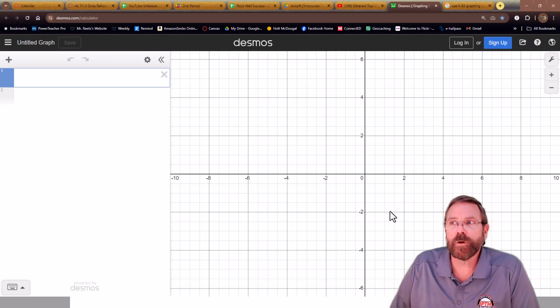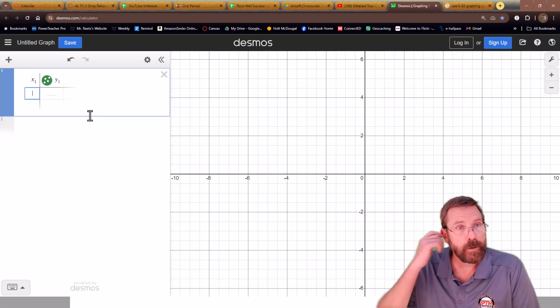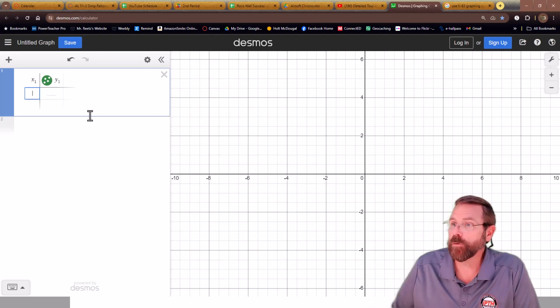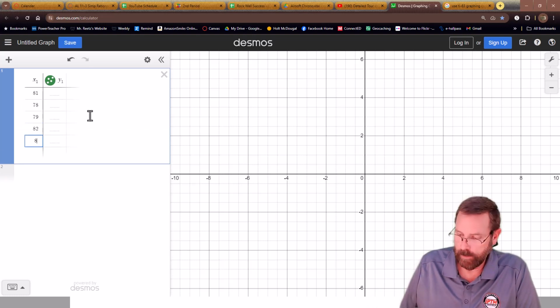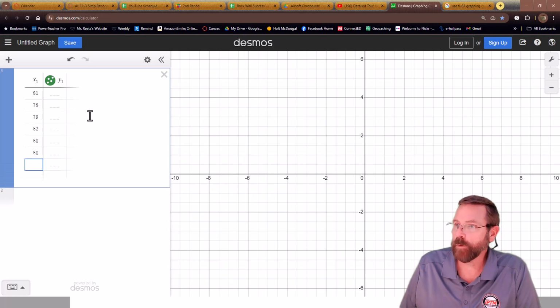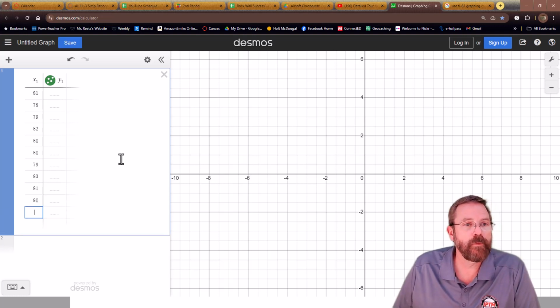So the first thing we're going to do in our Desmos calculator is create our list. We're going to do it by hitting the plus sign in the top left, and then hitting the table button. And we're going to start typing in our values, which is going to be an 81, a 78, a 79, an 82, 80, another 80, another 79, 83, 81, and 80. So right there is going to be my list that I'm working with.